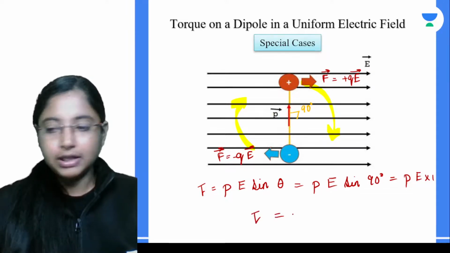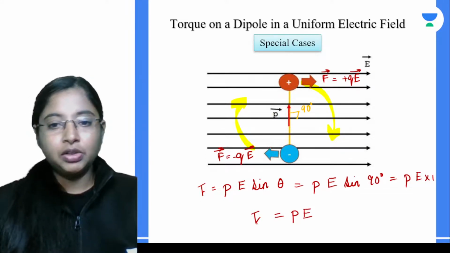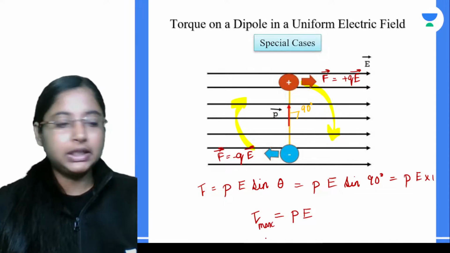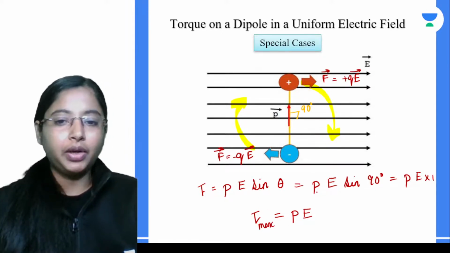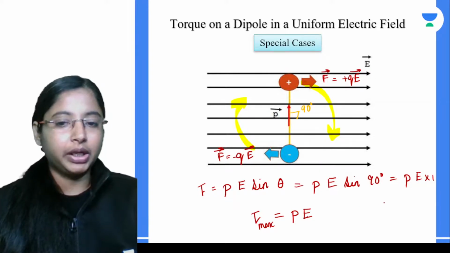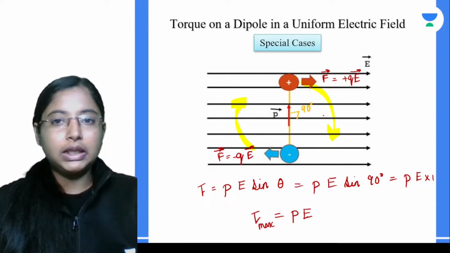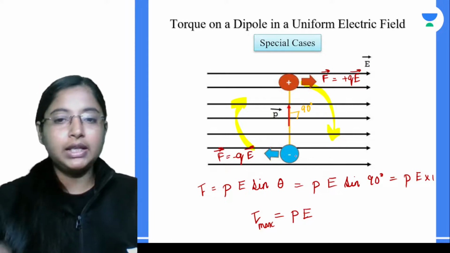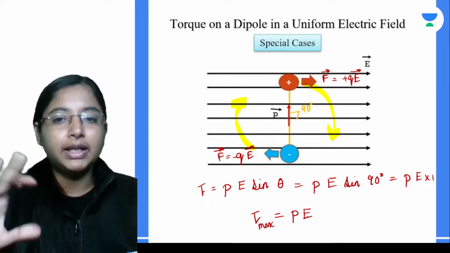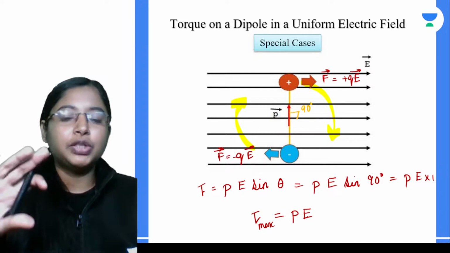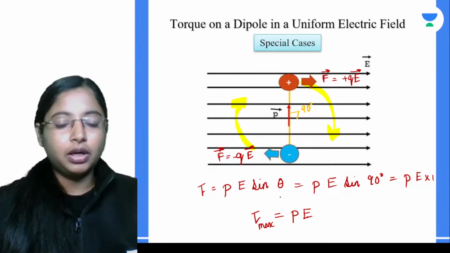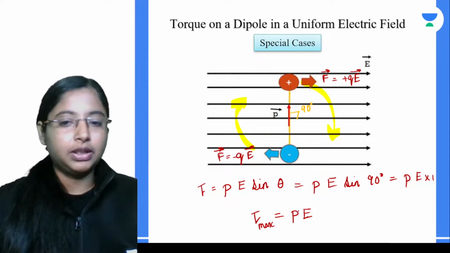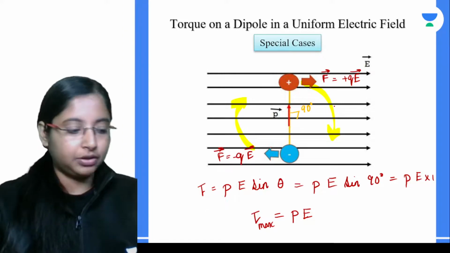So torque in this case ends up becoming P into E. Here we end up getting maximum torque, because for theta equal to 90 degrees you get the maximum value. So this is again maximum torque. This is one case where the dipole would produce a maximum torque, because it has to turn by an angle of 90 degrees. The angle is equal to 90 degrees, and you get torque equal to P into E, that is just the dipole moment into the electric field.